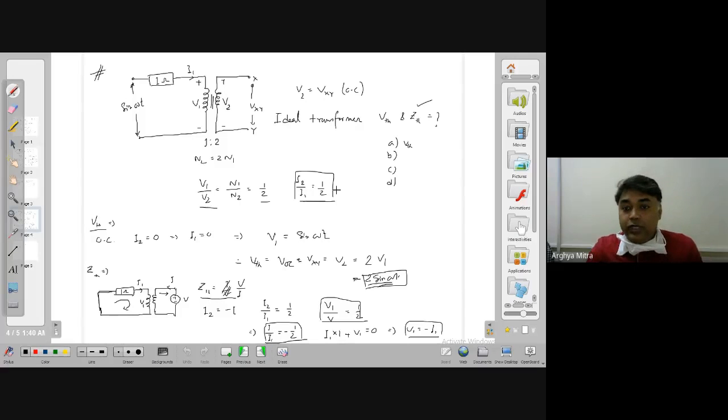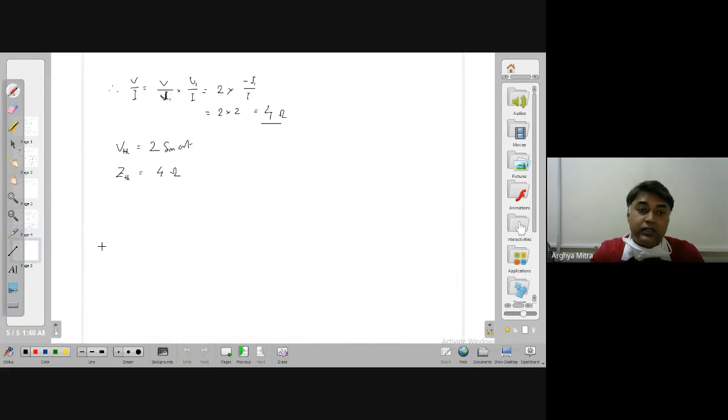So as I told you, only if you have an ideal transformer condition can this problem be solved in this fashion pretty easily. Otherwise it becomes difficult if it is not an ideal transformer. Then you need to go for all the necessary conditions for an ideal transformer. Okay, let us take another interesting problem.